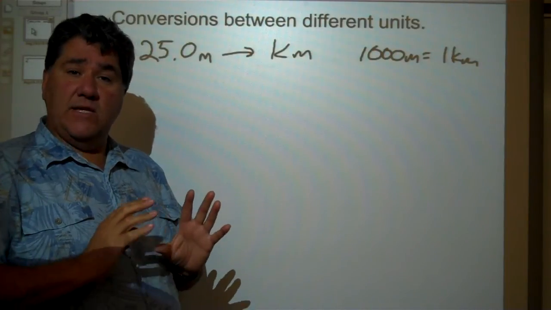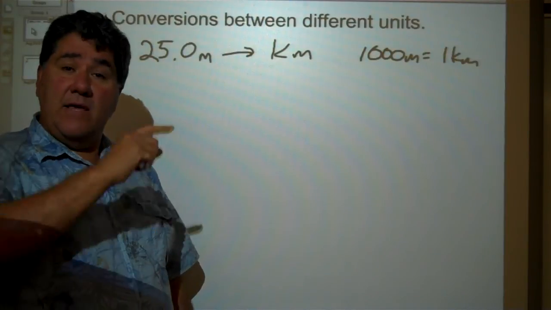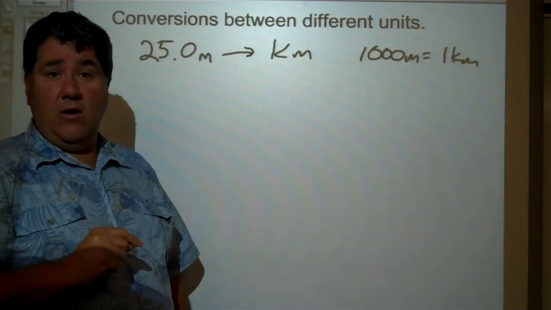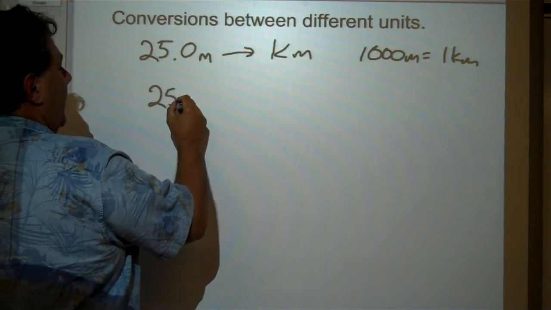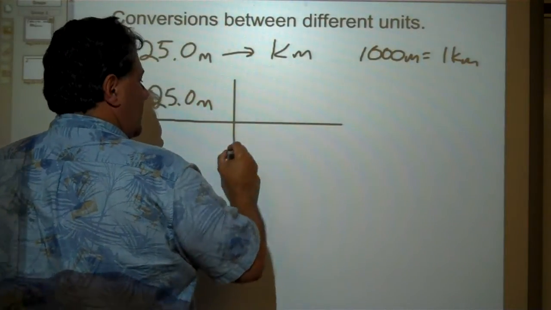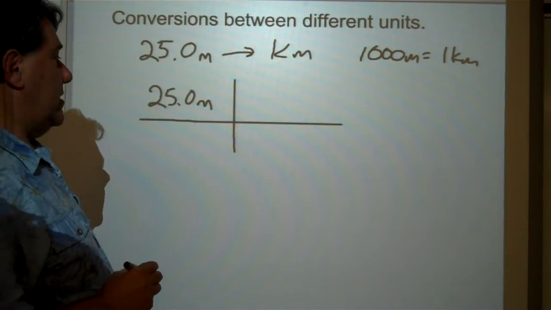Now, there's a way of doing this using the factor label method that removes any of that confusion by using the units to cancel each other out till you get the correct algorithm to compute your final answer. For example, we'll start with 25 meters. And I'll draw a little cell here. It's called the factor label cell. Anything on the bottom is going to be divided into the top.